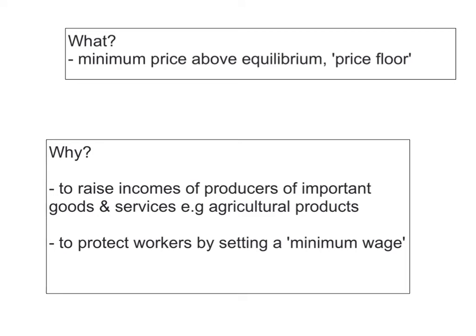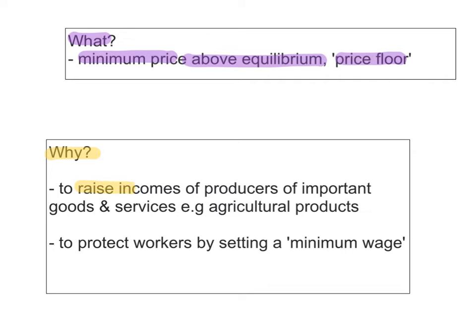So what is a price floor? Well, basically it is a minimum price that the government sets by law above equilibrium. It's called the price floor because you can't really go below a floor. So why do governments impose price floors? Well, basically it's usually one of two reasons.